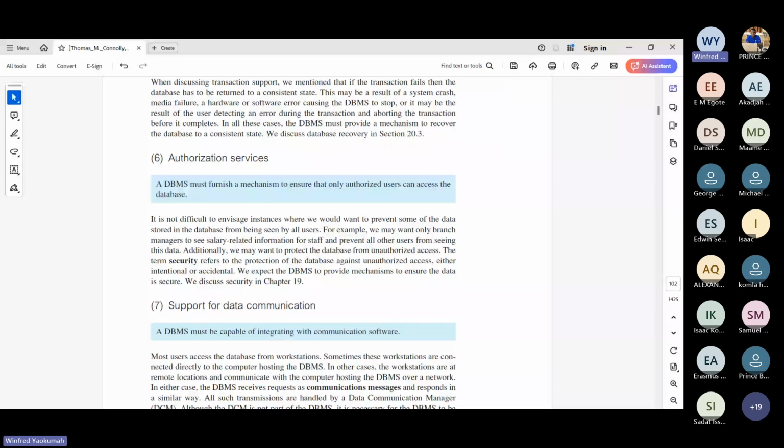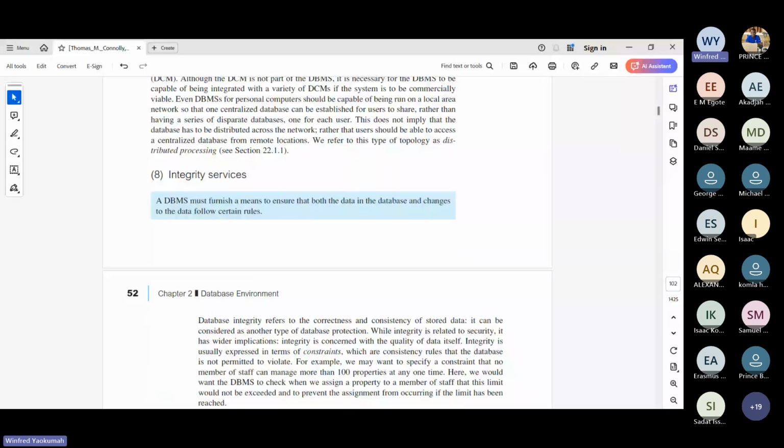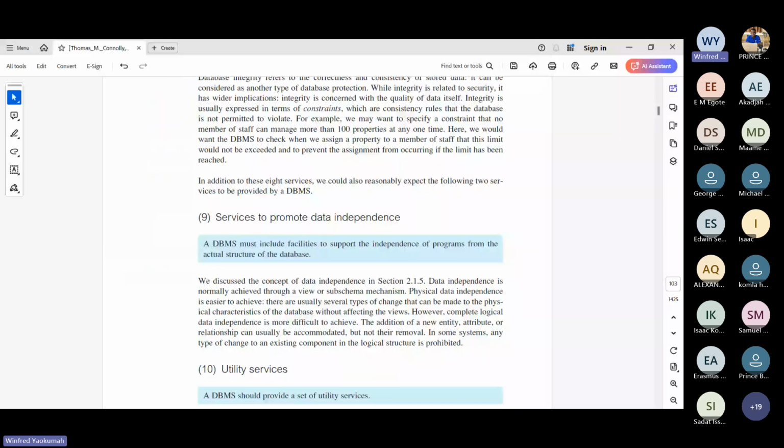Of course, it should have support for networking. I think some of you are just from the networking class. Databases should support networks, and be capable of integrating into network software. Then integrity services as well, meaning that changes to data must follow certain rules. Then services to promote data independence.